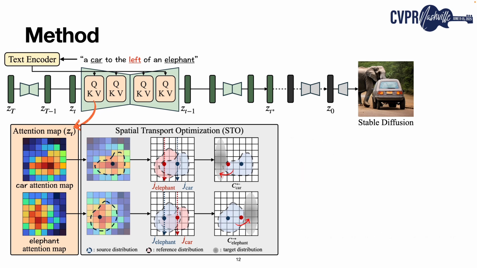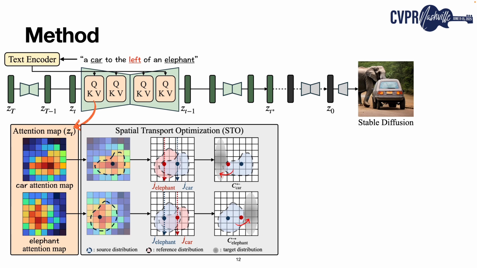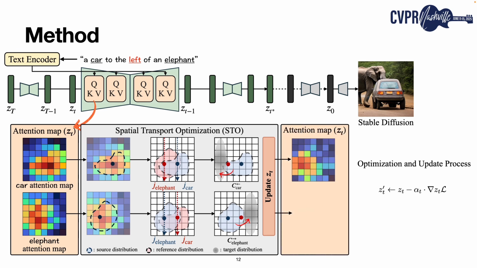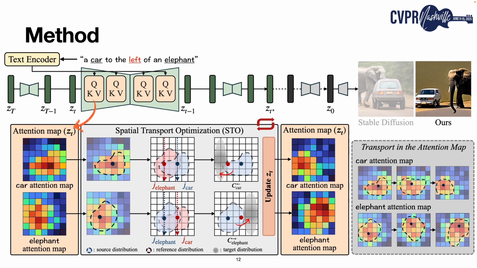We apply the Sinkhorn algorithm in our method to compute the optimal transport plan by iteratively adjusting the attention map distributions, leveraging its computational efficiency and differentiability for high-dimensional data. We optimize and update the latent vector by computing the transport loss from the STO and iteratively refining the attention maps to align with the desired spatial relationships at each denoising time step. When looking at our result, we can see that the car and the elephant are well aligned. Here's an example of the transport in the attention map.